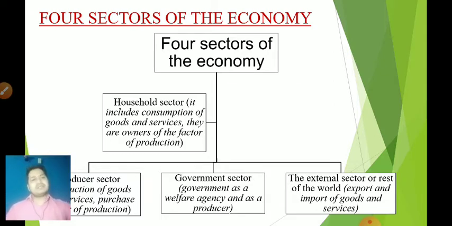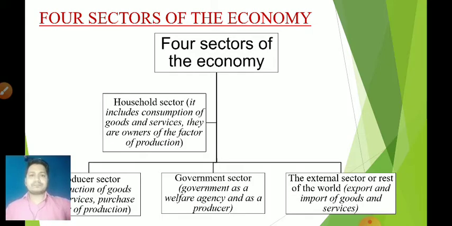Okay, the last sector is the external sector, which is also known as the rest of the world. When our economy is merged with the external economy, and when export and import of goods and services take place in our economy, it is simply known as the external economy or the rest of the world. So these are the four main sectors of the economy, and they play a very important role in the production, distribution and consumption activity in the economy.